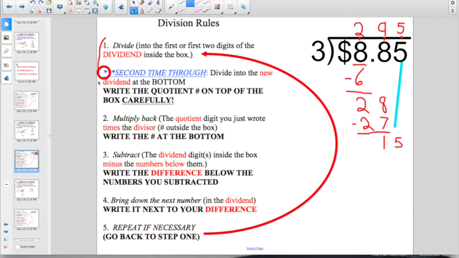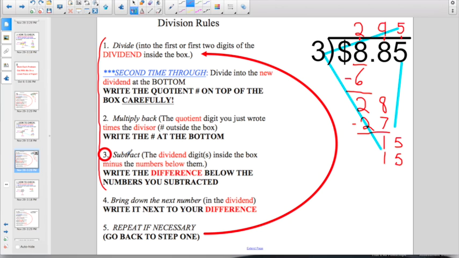Remember, if you divide, you must multiply back, you must subtract. So I'm going back to step 2. Multiply back the quotient digit you just wrote times the divisor. What did I just write? I just wrote that 5, so I'm going to multiply that 5 back. 5 times 3, and I'm going to park that answer right below the 15. Well, what is 5 times 3? Well, 5 times 3 is 15, correct? Write it right down below. If you haven't gotten caught up, hit pause right now. We'll wait for you.